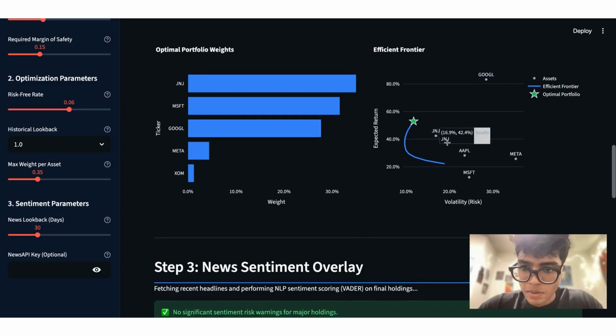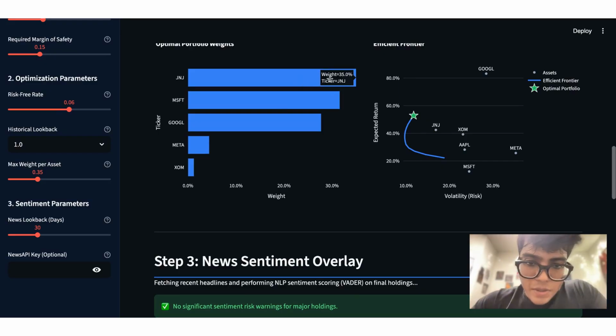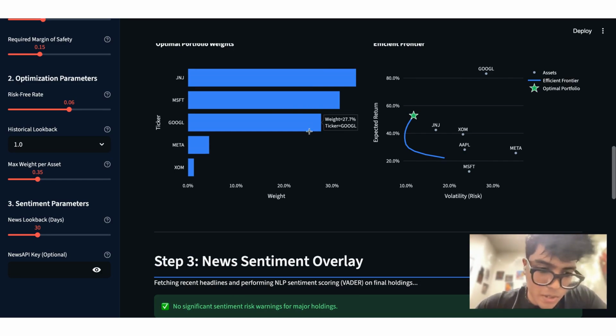You can see the optimal weights right here. The optimal portfolio is right here. The J&J would definitely be the highest, the single largest position, capped at around 40%. And Microsoft at 31.8%. As you can see right here, 31.6, and then Google at 27.7, and Meta at around 4, then XOM at around 1.3.